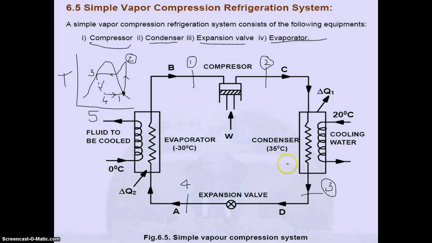In the next class we are going to deal with the vapor absorption refrigeration system, and we will speak about the comparison, advantages and disadvantages of vapor compression and vapor absorption systems. After that we will see the details about air conditioning systems.